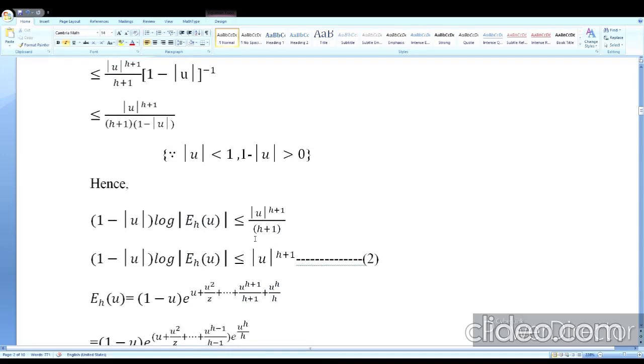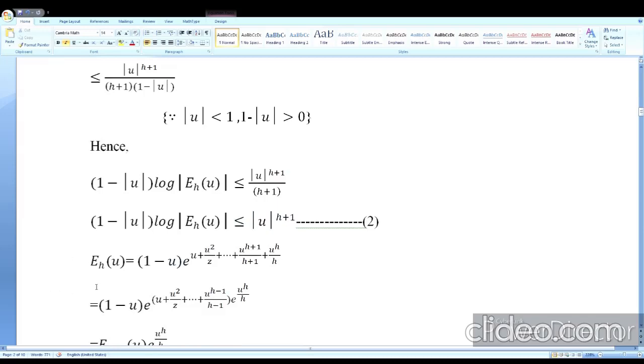Since h plus 1 is greater than 1, 1 by h plus 1 is less than 1, so we can write this as modulus of u power h plus 1. Now E_h of this, we take it as inequality 2. E_h of u is (1 minus u) into e power (u plus u square by 2 etc. u power h by h). That is, (1 minus u) into e power (u plus u square by 2 etc.) into e power u power h by h.